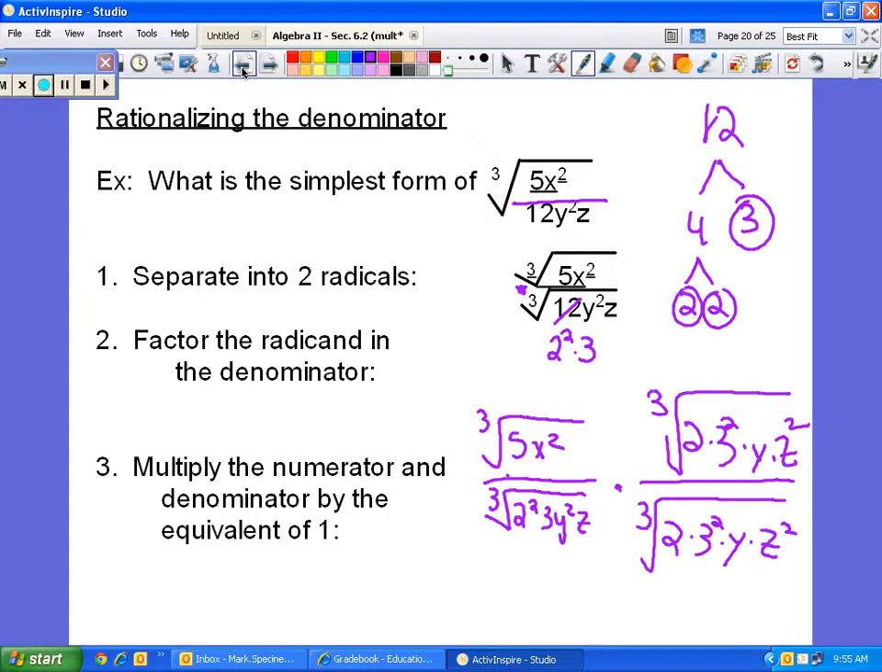Okay. See how the index is 3? In order for me to get rid of this radical sign, I have to have perfect cubes in my denominator. So what I'm going to do is multiply the denominator by whatever it takes for me to get a perfect cube. So I already have 2 to the 2nd power. What's 2 cubed? 2 cubed is 8. So what I really want is 8 over here.